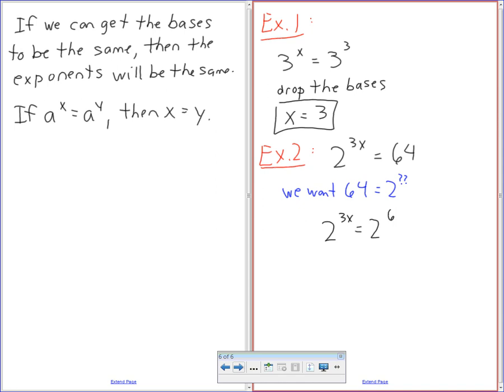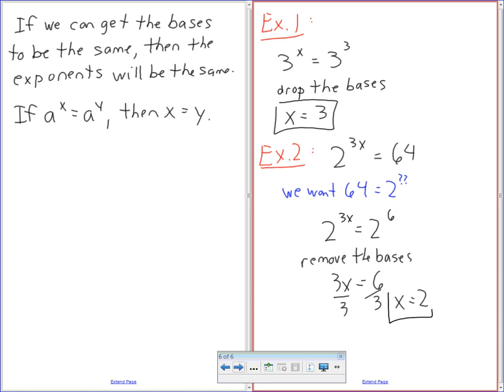Okay, what did we do at this point? Thank you, drop the base. Okay, I'll remove the bases this time. So you have 3x equals 6. Last step, going all the way back to grade 8. Summer, go ahead. Divide by 3. So you get x equals 2.